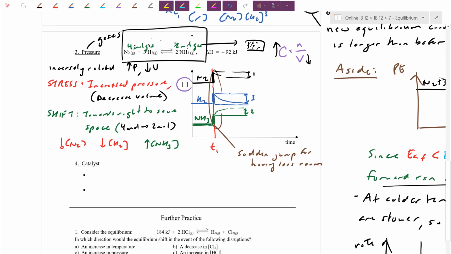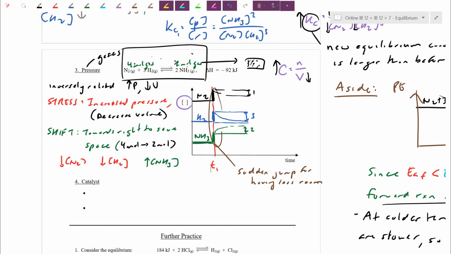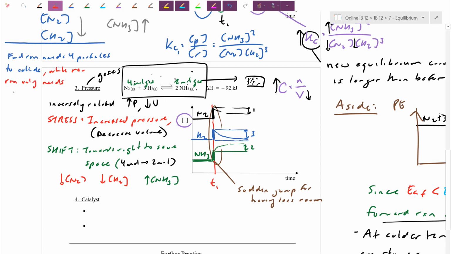Again, it's not like particles have a mind of their own. Oh yeah, shifting to that side will end up saving space. You can actually think about this one a little bit more simply. Going in the forward direction, let me just write this down on the side. The forward reaction needs 4 particles to collide, while the reverse reaction only needs 2.